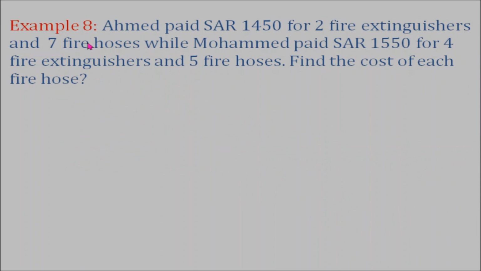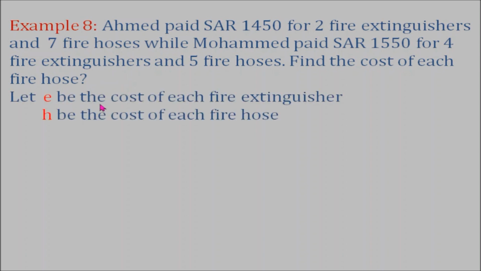Example number 8. Ahmed paid 1,450 riyals for 2 fire extinguishers and 7 fire hoses, while Muhammad paid 1,550 riyals for 4 fire extinguishers and 5 fire hoses. Find the cost of each fire hose. First, let E be the cost of each fire extinguisher and H be the cost of each fire hose.